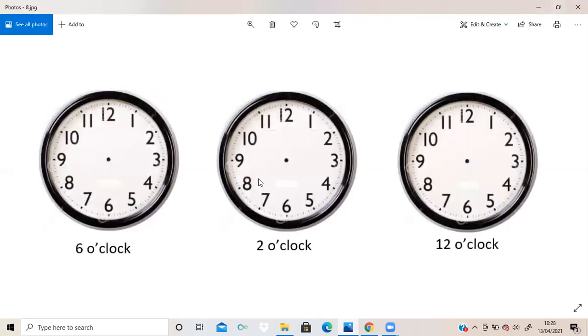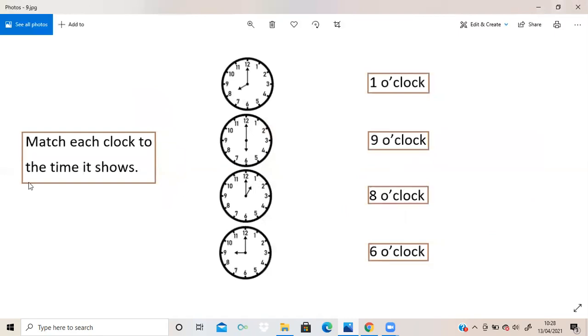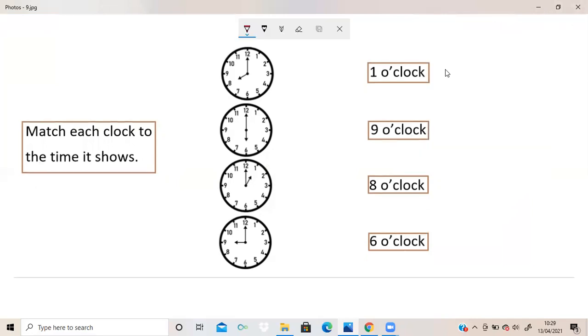Next, please. The last one, I gave some clock faces with the hour hand and minute hand, and I wrote some o'clock times on the right hand side. So your job is matching the lines. Match each clock to the time it shows. You need to just draw the line. So first pause the video and try it yourself, and then you can check your answer with me.